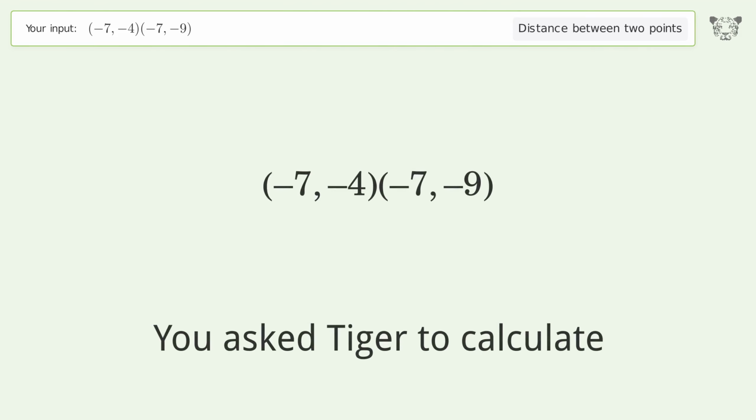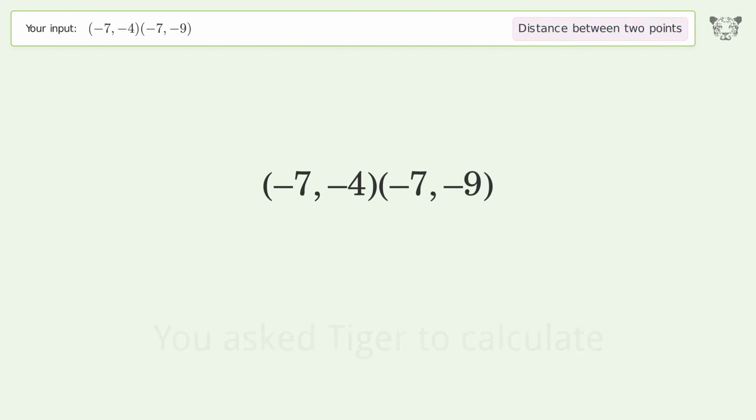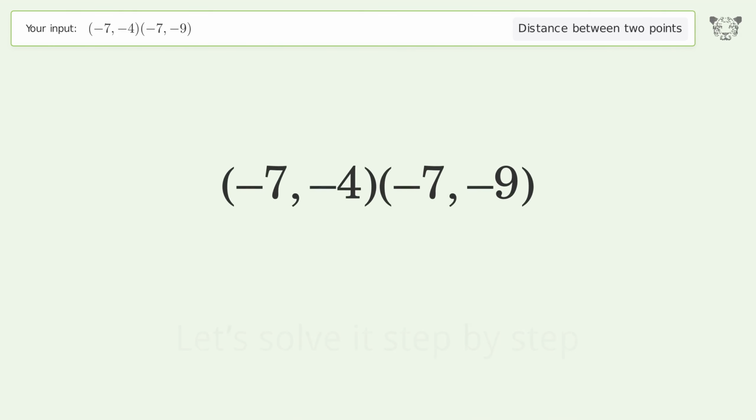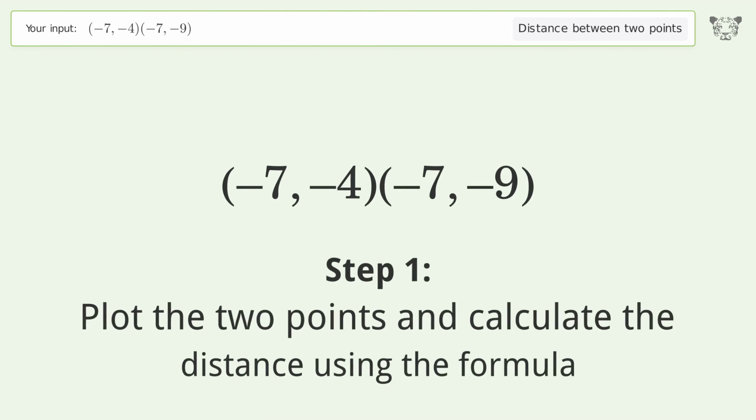You ask to calculate the distance between 2 points. The distance between the 2 points is the square root of 25 or 5. Let's solve it step by step. Plot the 2 points and calculate the distance using the formula.